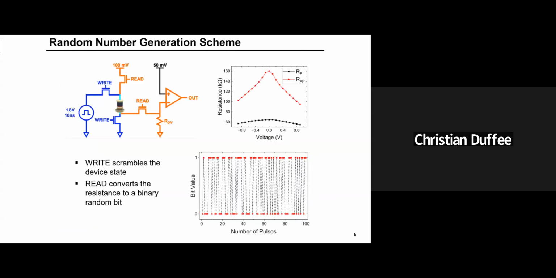To read this out, we implemented the circuit in the top left. It is a relatively simple circuit. We have one write path and one read path. We send a writing voltage pulse, and then immediately after, we can read with a smaller voltage pulse. Because it is a bistable resistor, we can read this out as a binary value. If we do this repeatedly, we have a random bit stream with 50% probability.